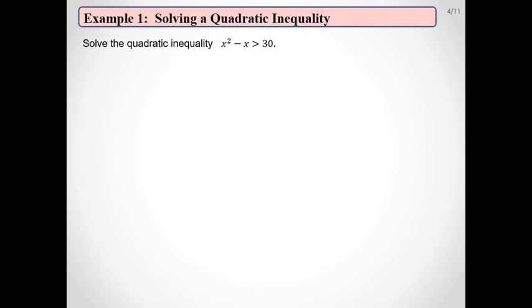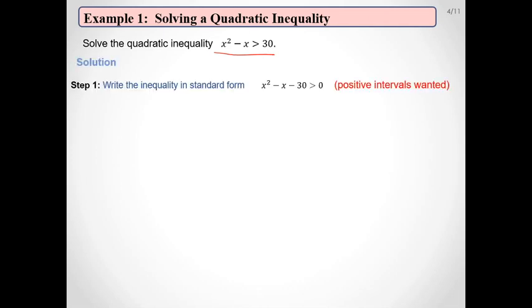Now, solve the inequality x squared minus x bigger than 30. Let's go step by step. One, write the inequality in standard form. So you send 30 to this side, and it makes x squared minus x minus 30 bigger than 0. One important thing here is you have to pay attention to this, because you will use it at the end of the solution process. The important thing here is this bigger than 0. So positive intervals are wanted. It's important.